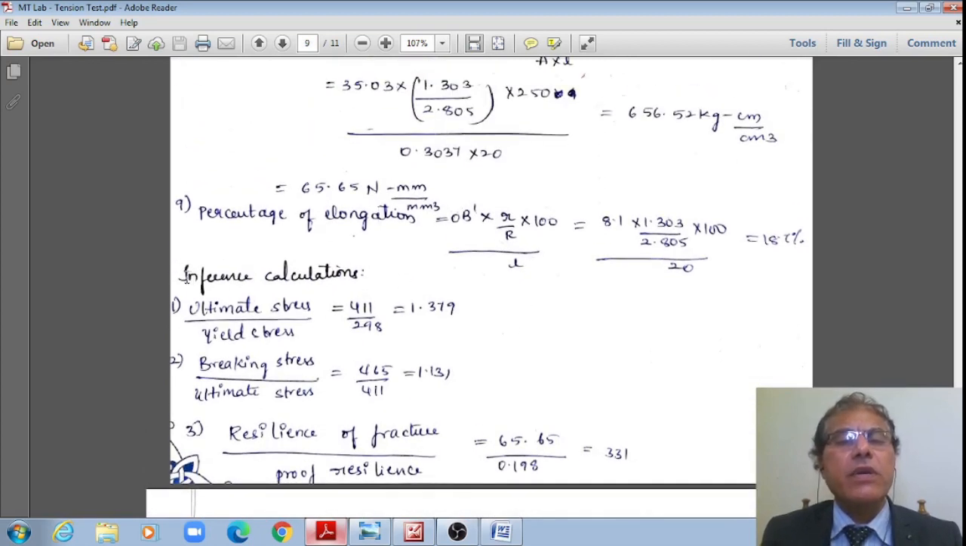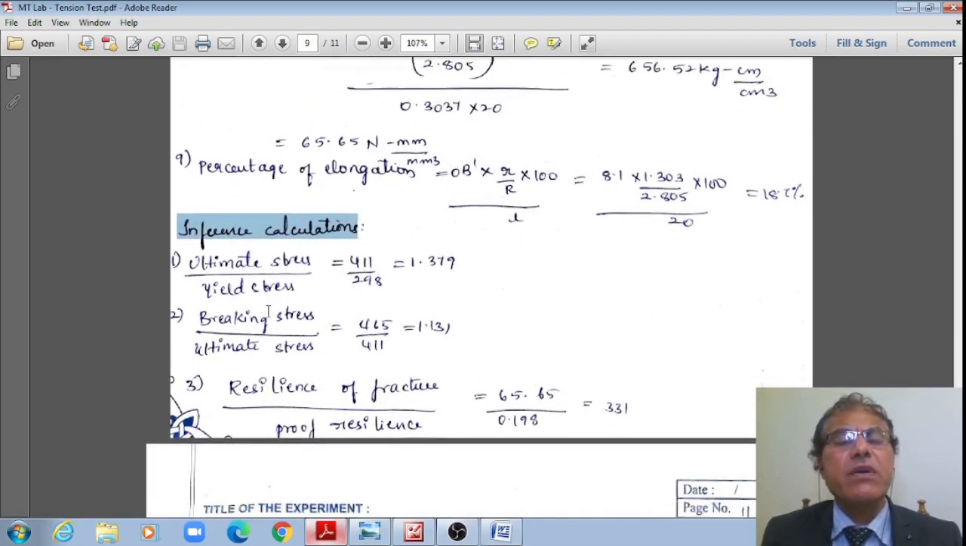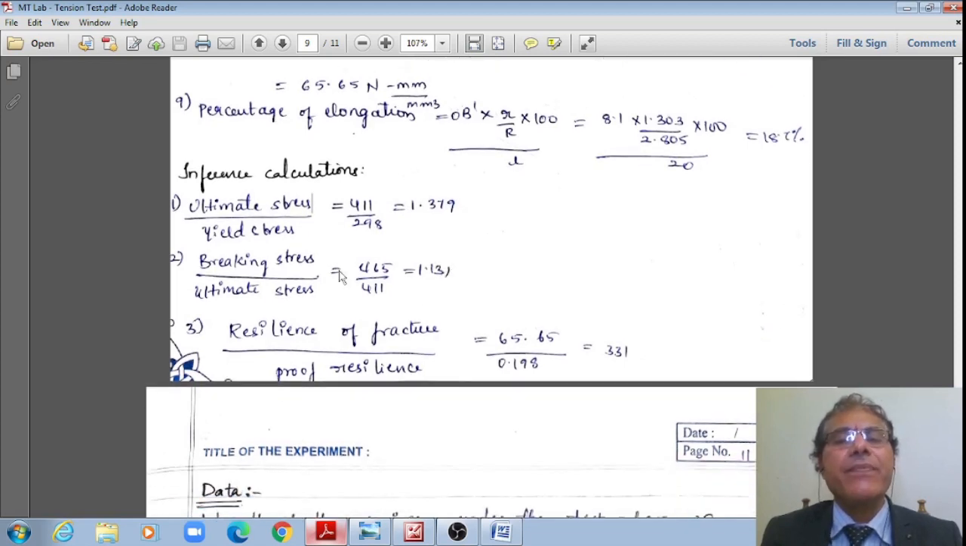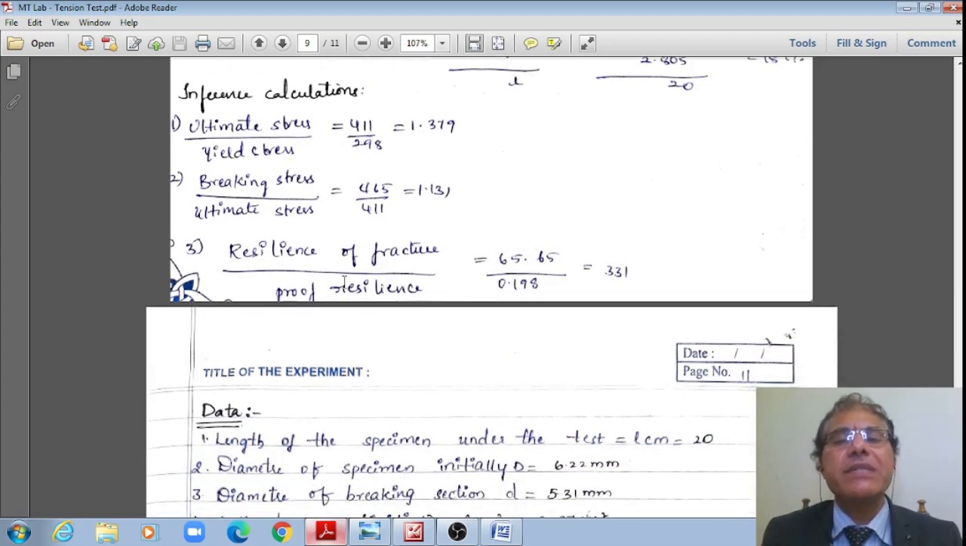However, now I'll also calculate what are the inference calculations, right? The ratio of the ultimate stress to the yield stress is now 411 divided by 298, which is approximately 1.38. It indicates that the ultimate stress is 1.38 times the yield stress, is one inference, right? Whereas the ratio of the breaking stress to ultimate stress is equal to 465 divided by 411. It is approximately 1.13. Means breaking stress is 13% more than that of the ultimate stress, right? Because of the reduced area, right?